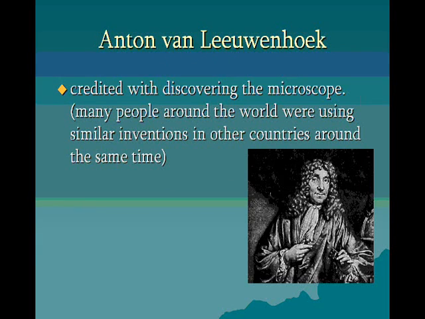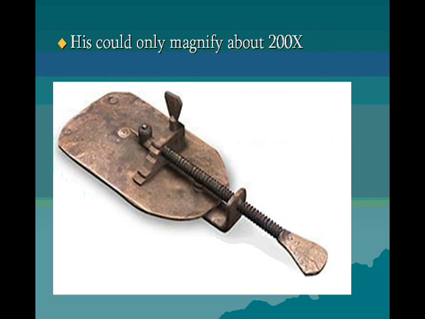Anton van Leeuwenhoek was credited with discovering the microscope. Many people around the world were using similar tools at this time. He's just the one that for some reason got the credit for doing so. But there are many other people, and you might find other names in other sources, who have also been credited with this discovery. His microscope looked like this, where you would put the specimen on the microscope here and look through this lens. It could only magnify by about 200 times, but that's still large enough to be able to see cells.